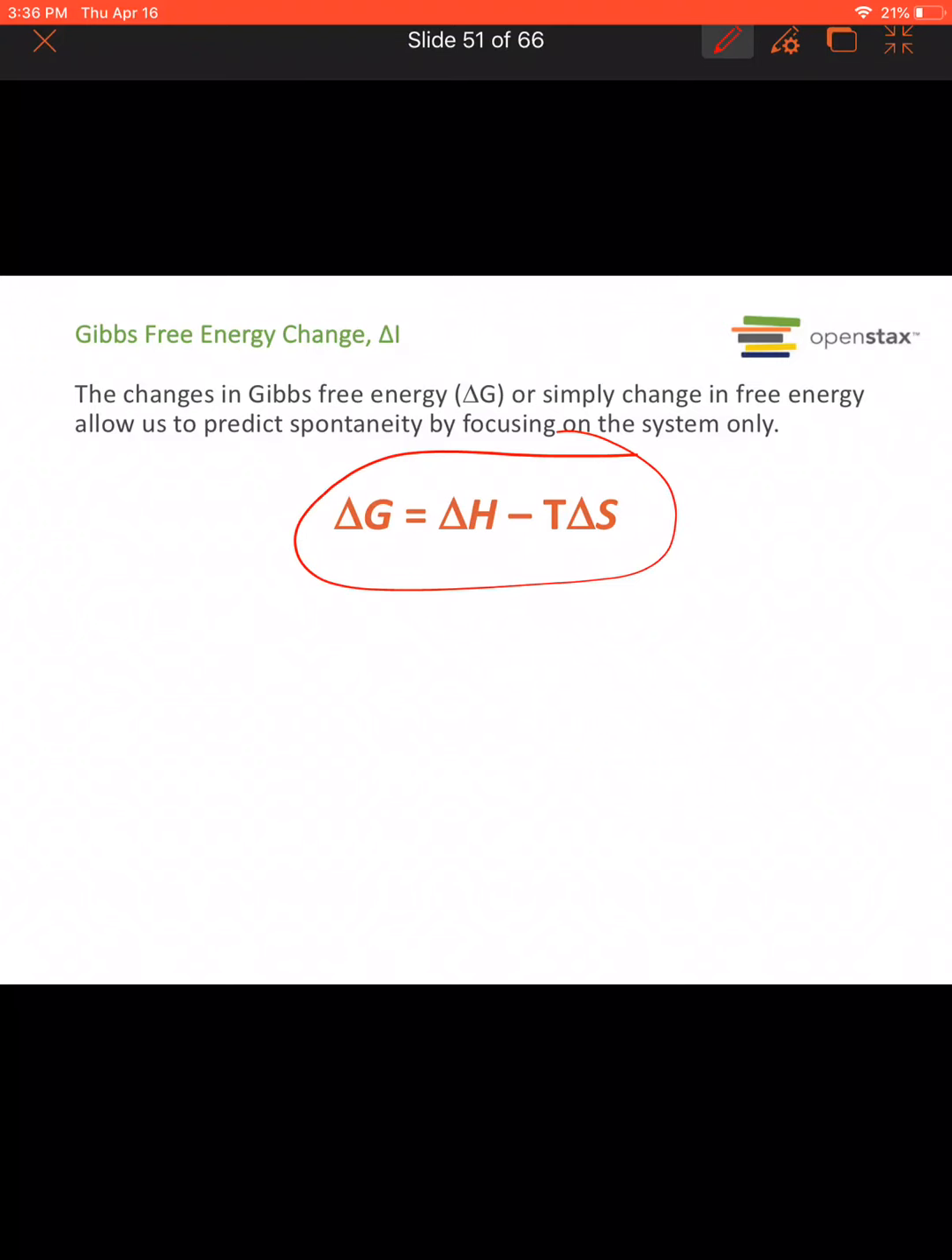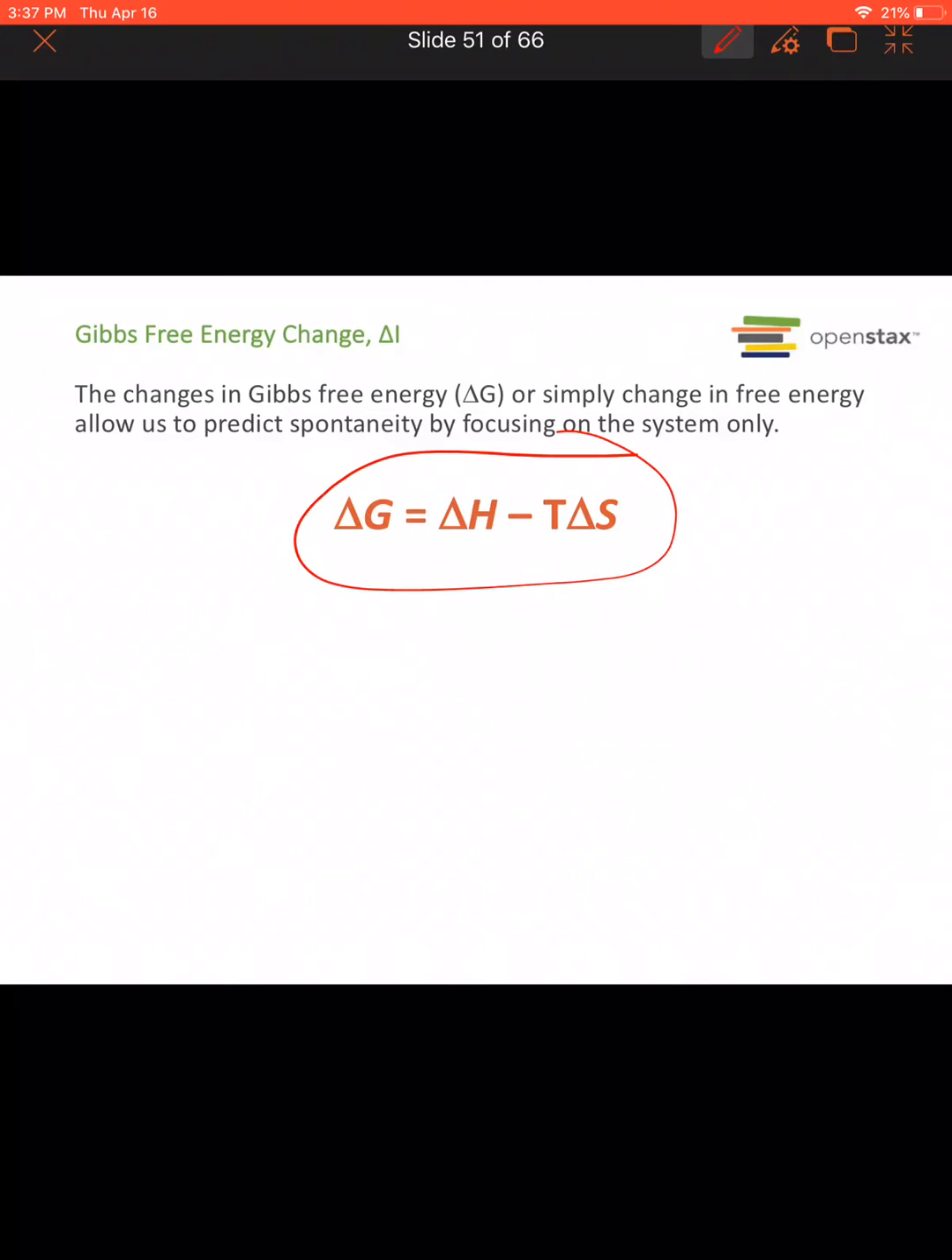If the sign of delta G is negative, you're going to have a spontaneous reaction. So a negative delta G means spontaneous. A positive delta G means non-spontaneous. So don't confuse the signs with the other ones. Negative delta G, spontaneous. Positive delta G, non-spontaneous.